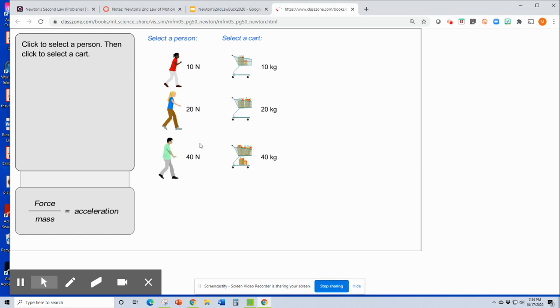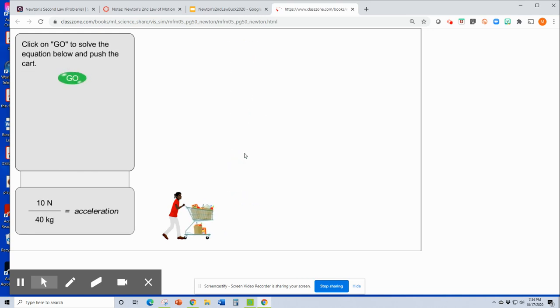So it says select a person. All right, I will put this person, and they're showing us the equation. Force divided by mass equals acceleration, so 10 newtons. And I think I'll make it real obvious. I think that I'll have this person put that 10 Newton net force on the heaviest cart. Okay? So you can make a prediction. 10 newtons of force on a heavy cart. Do you think the cart is going to accelerate quickly or slowly? Let's watch.